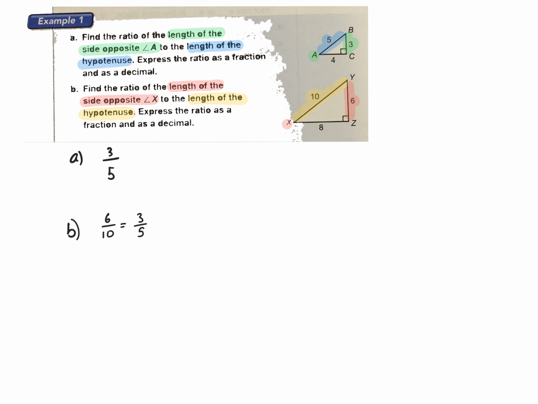which of course we want to reduce down to 3/5. But then I'm kind of skipping over this. It says express the ratio as a fraction and as a decimal. So there's the fraction, the decimal, 3 divided by 5 is 0.6. You can do that on a calculator or by long division, either way. And so this is going to be our answers for A and B.